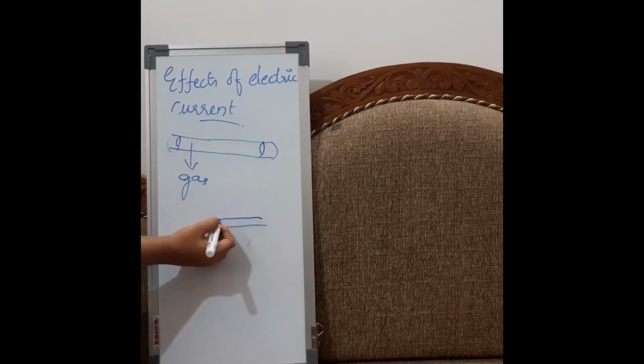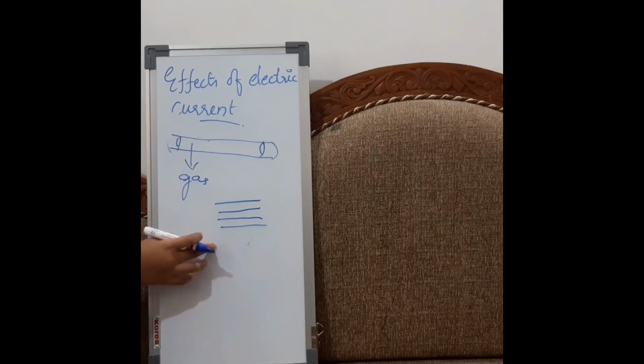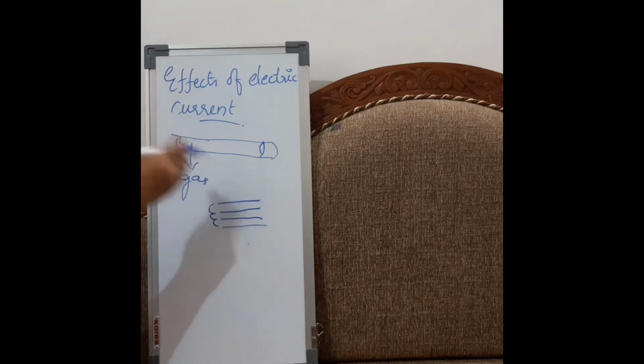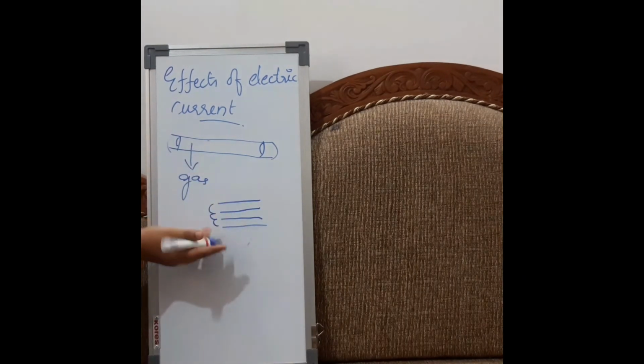Consider these as the energy levels. Excitation means the electrons or particles will jump to the higher levels. The particles at the lowest level will jump to the higher energy levels.